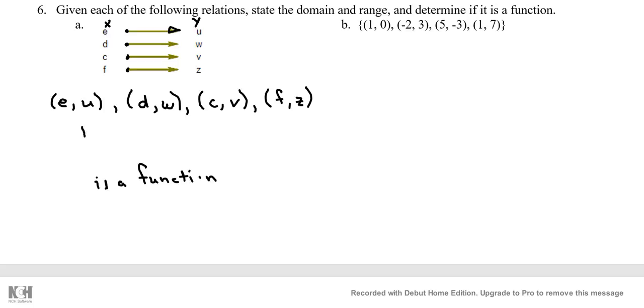The domain is all the x values, and that just means it is all the places where the arrows start. So E, D, C, and F. The range is all the y values, or all the letters at which the arrows end. U, W, V, and Z.